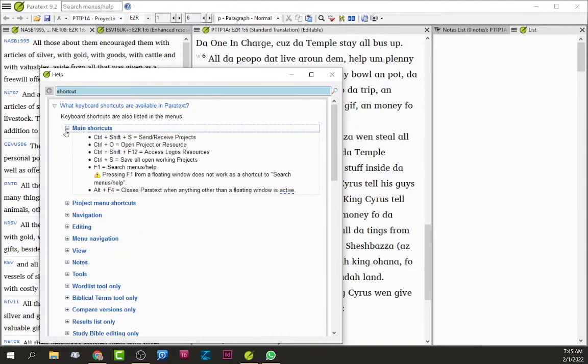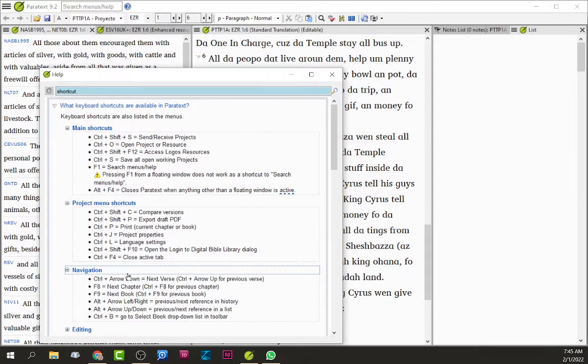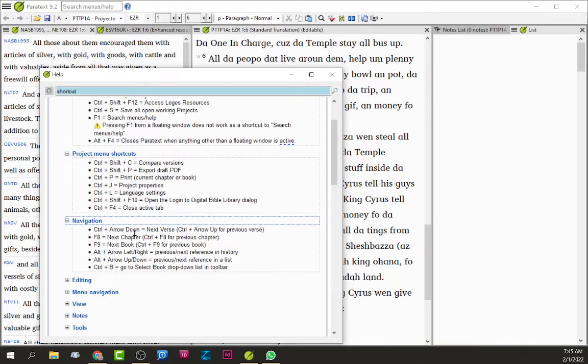check these out. But as I look at these different items, I see a number of shortcuts available. Here are the shortcuts that I was talking about, moving to the next verse, and there's also shortcuts to move to the next chapter or the next book. And so this is a really helpful thing to know.